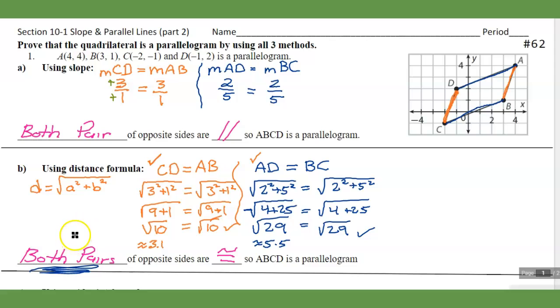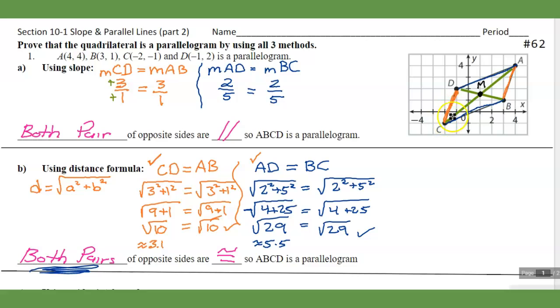Lastly, we're going to do the diagonals. So the diagonals are not written on here. So if you want to, you can draw them in, so you know what it is that you're showing. Okay. So we're trying to show that these two diagonals have the exact same midpoint. Right there, that black point. That's the midpoint. Call it capital M.